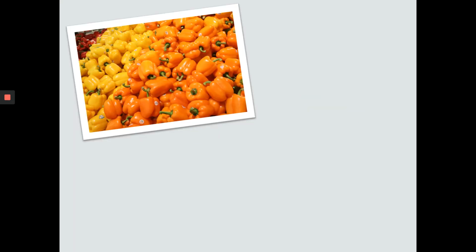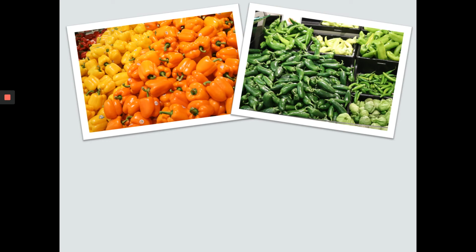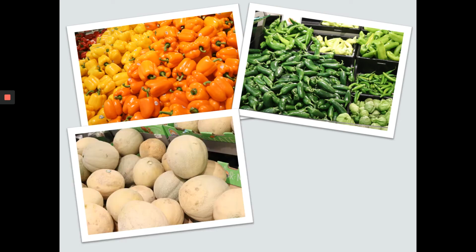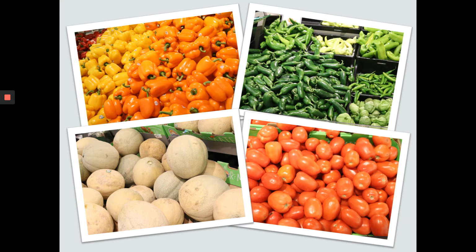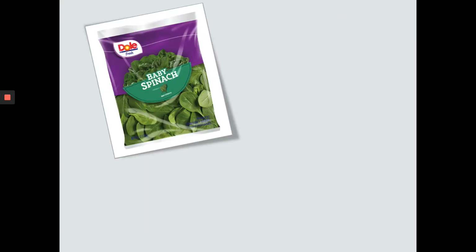Should bell peppers be washed? The correct answer is yes. What about jalapenos? Yes. Cantaloupe? Yes. Tomatoes? Yes. Products purchased at the store can be contaminated during harvest, transportation to the store, and by store employees or other shoppers. What about prepackaged baby spinach?